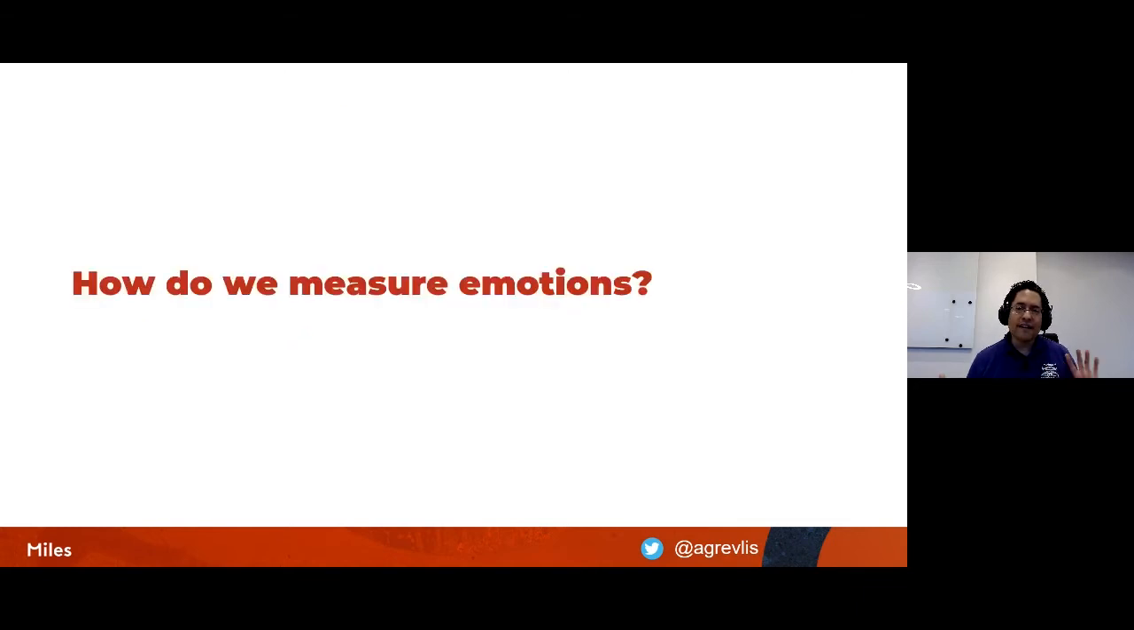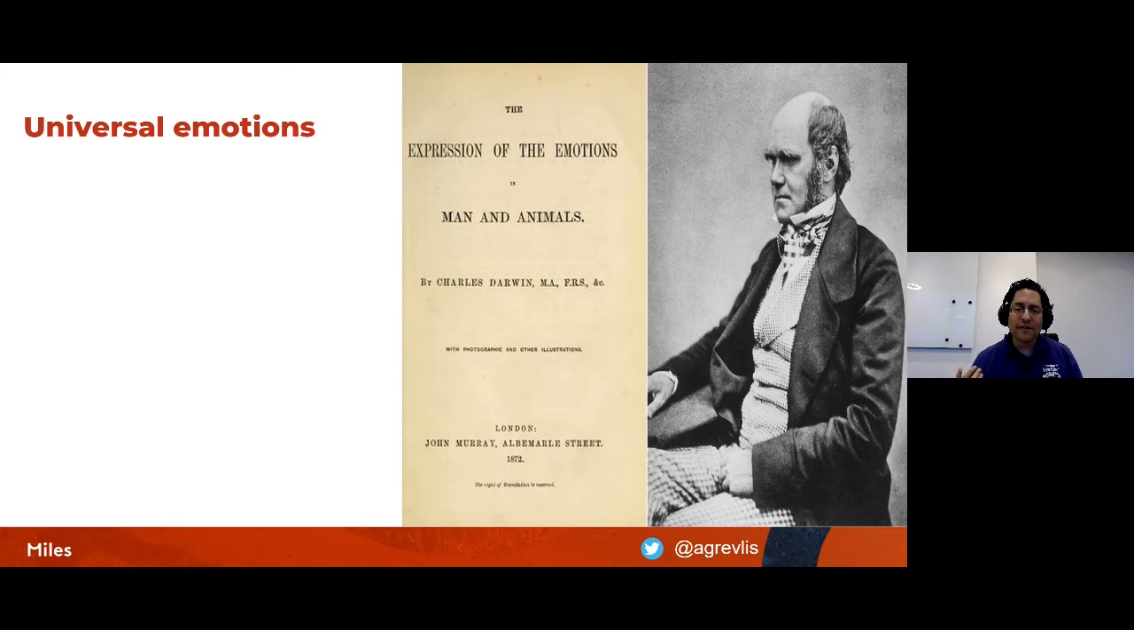Now, when we know some basics about what emotions actually are, then we can go into how do we actually measure emotions. So to find the origins of this, we have to go back to the late 1800s. So here we had Charles Darwin. He wrote a book called The Expression of the Emotions in Man and Animals. And in this book, he claimed that emotions are universal across the human species.